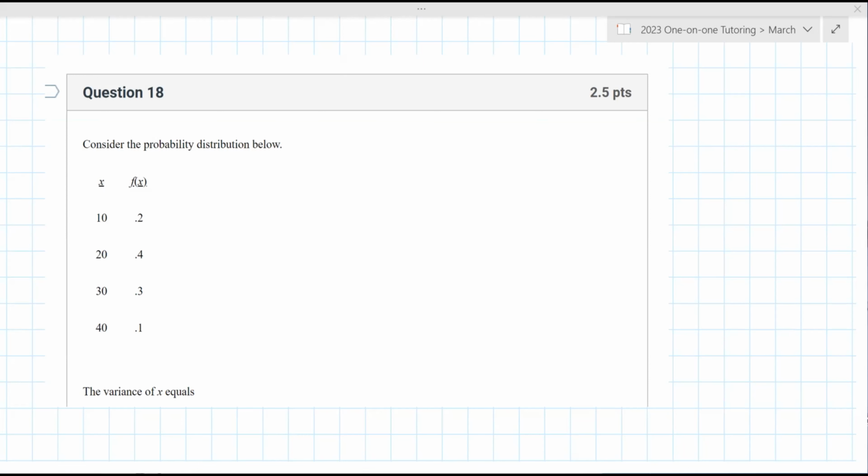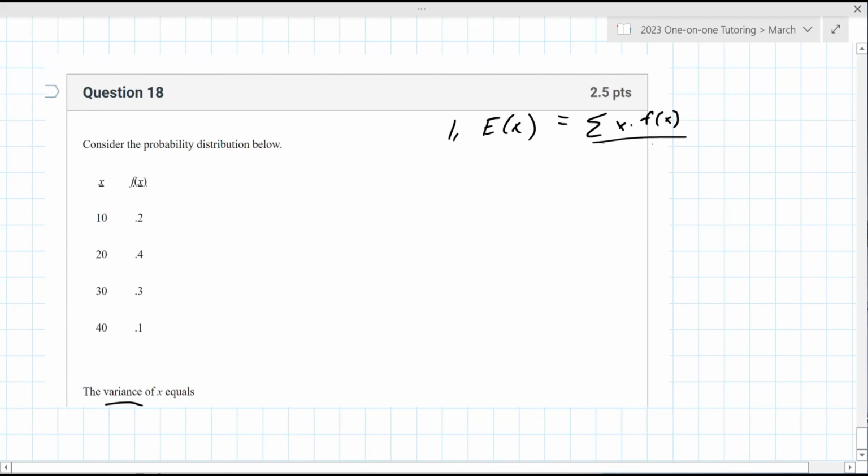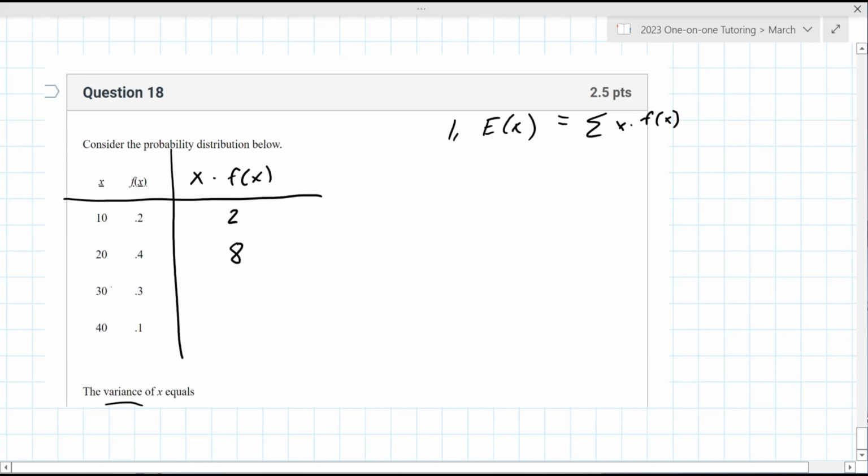Okay. To find the variance, you first need the expected value of X. So the expected value of X is the summation of X times f of X. So you have to make a new column here where you multiply these together. So you got 10 times 0.2, that's 2, 20 times 0.4, which is 8, 30 times 0.3, which is 9, 40 times 0.1, which is 4, and you add these up and you get 23.